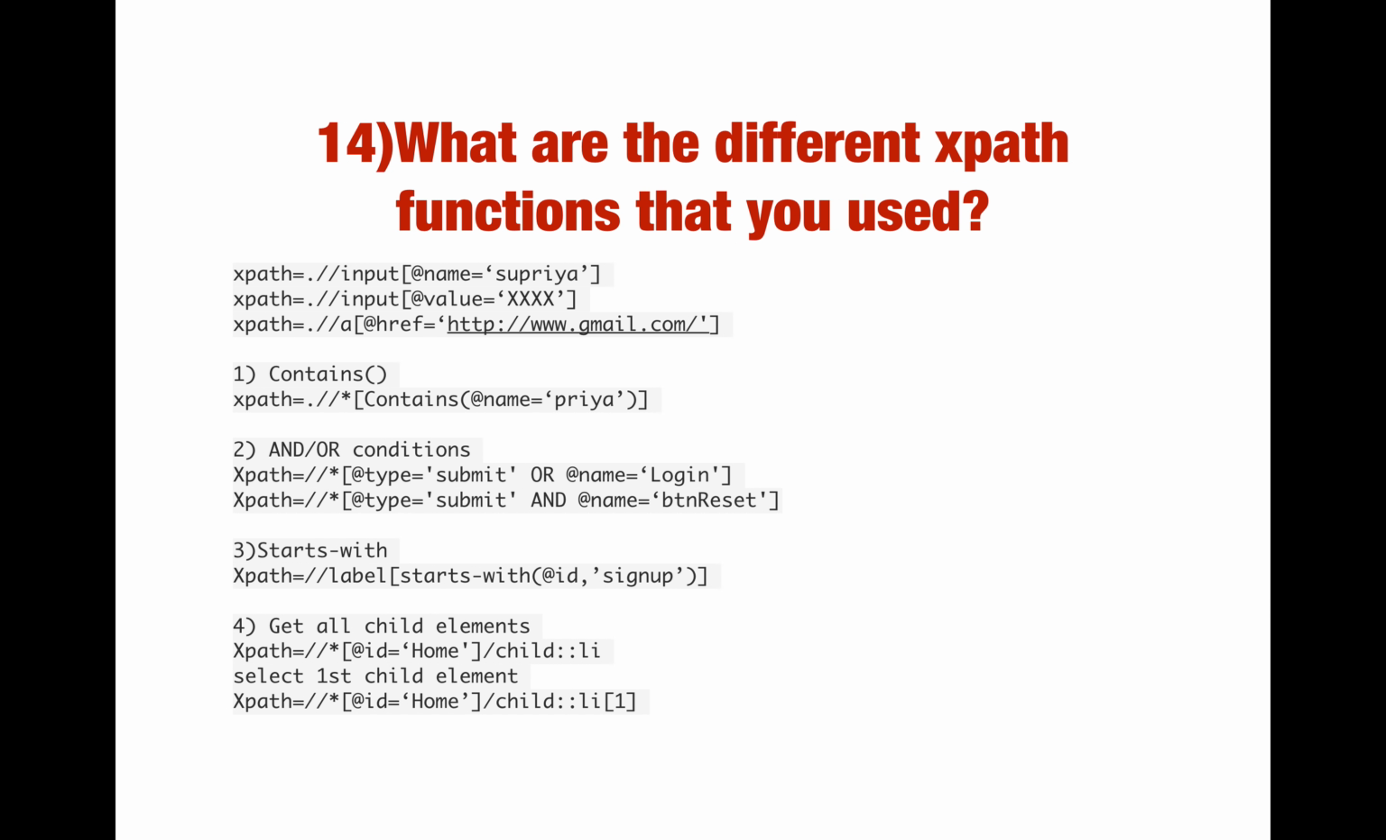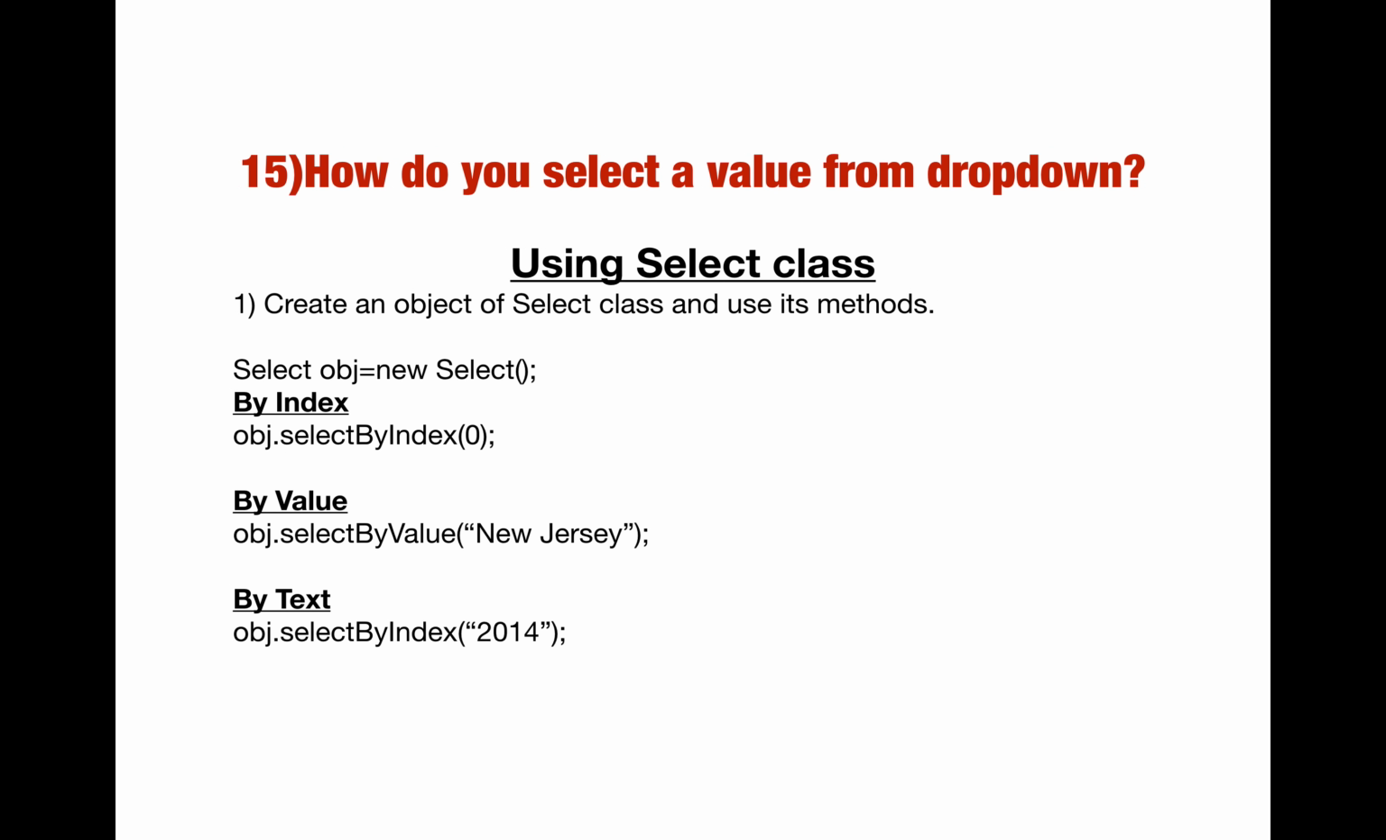If you need more information about these XPaths, I would suggest you go and check my video on XPaths. There are many examples out there, so they might help you. But usually in the interview when they ask, you can just list these four and they should be good enough. Coming to the next one, how do you select a value from a drop down?